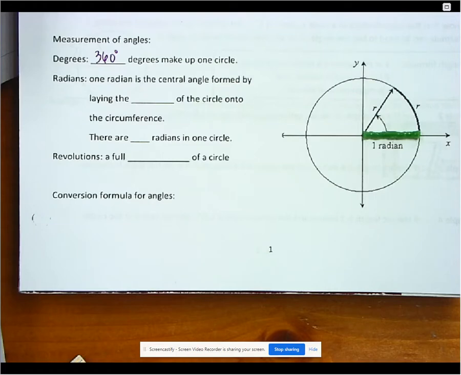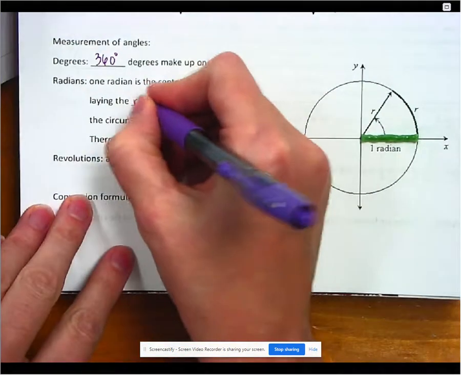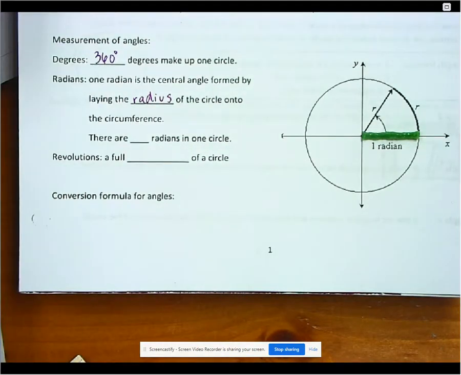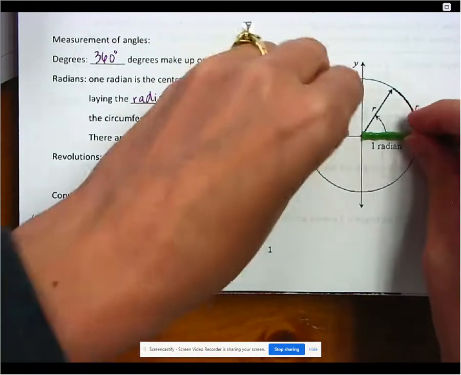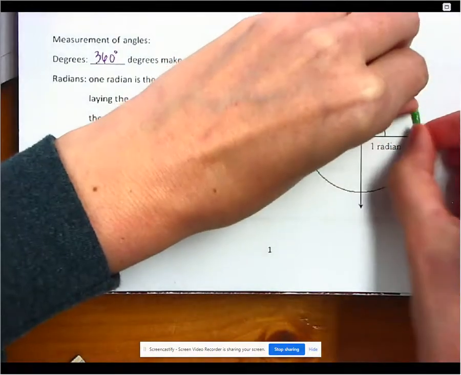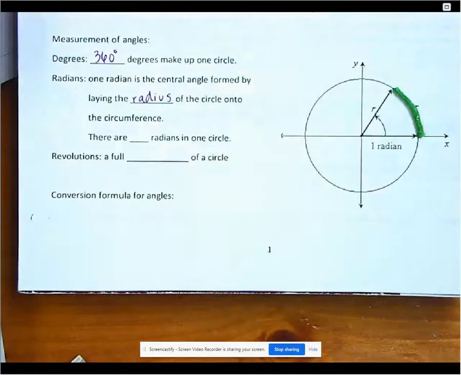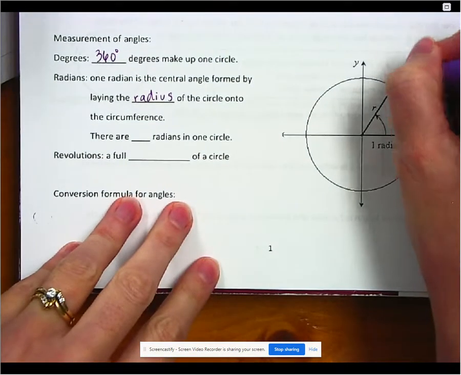So with radians, 1 radian is the central angle formed by laying the radius of the circle onto the circumference. So I have this little wiki stick, and when we do this in class, I give you guys little wiki sticks so you can do it on your own, but I can't do that today because we're digital or virtual. But you take that radius, that was my wiki stick length, and you place it on the circumference of the circle, and the angle that's formed is 1 radian long. So that's 1 radian.